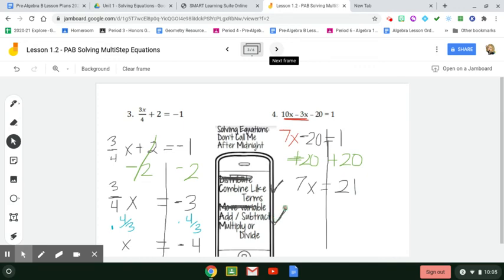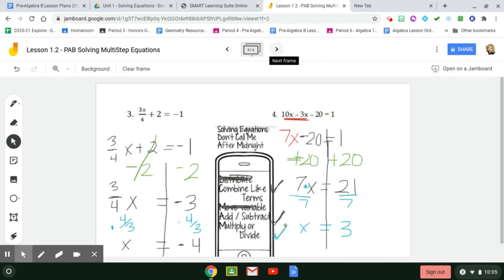Now my next step says I've got to multiply or divide something to get x by itself. So remember, there's multiplication hiding in between the 7 and the x. So how do I get rid of the multiplying by 7? You divide both sides by 7. So your answer is going to be x equals 3. So I did the last thing in the checklist.